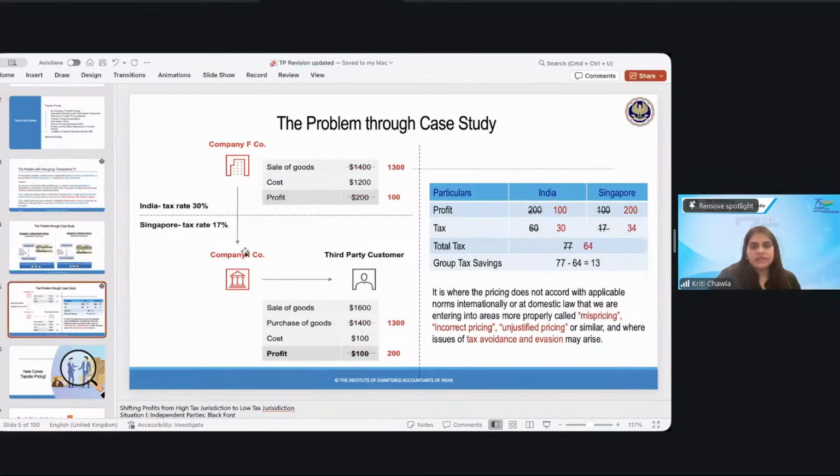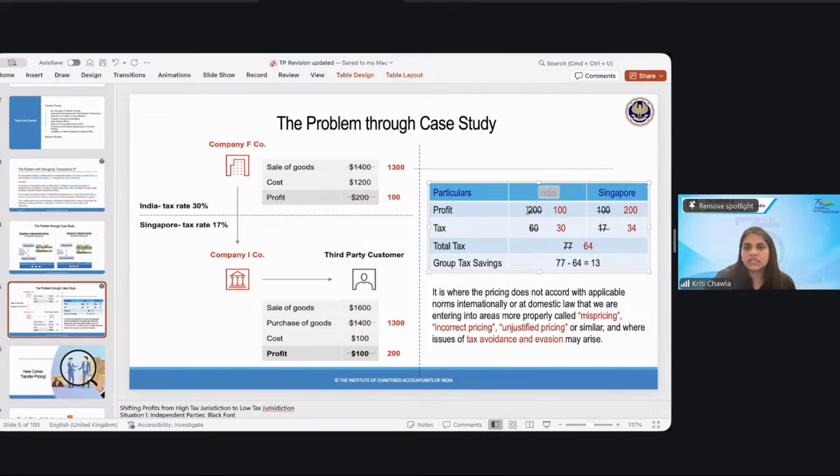So company F decides to sell the commodity to company I, and they're not related to each other, and they decide to sell it at $1,400. So if you look at it from the Indian company's perspective, selling price is $1,400, cost is $1,200. So the profit that they have is $200 in India. So I've provided it here in India.